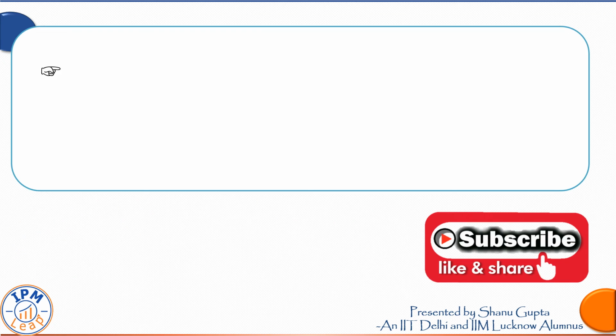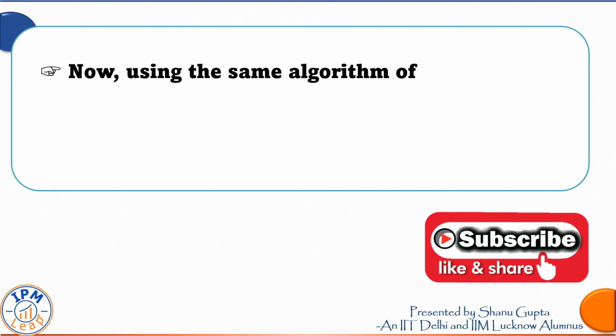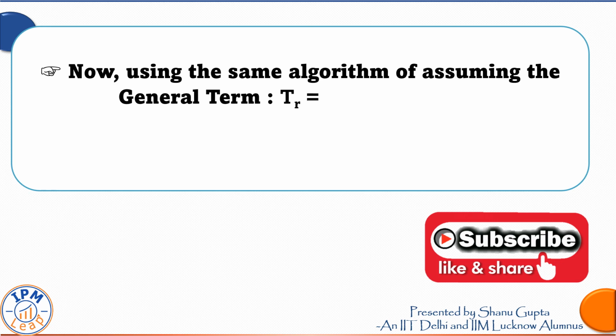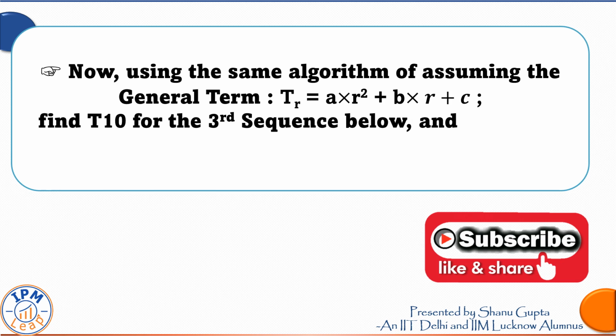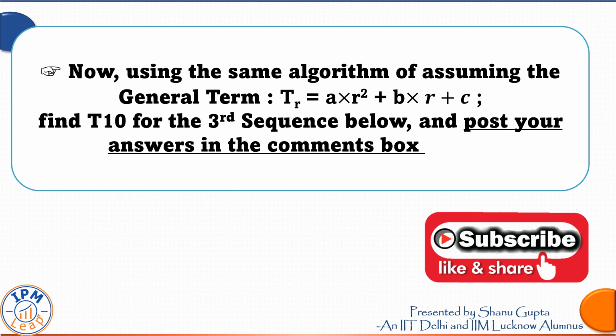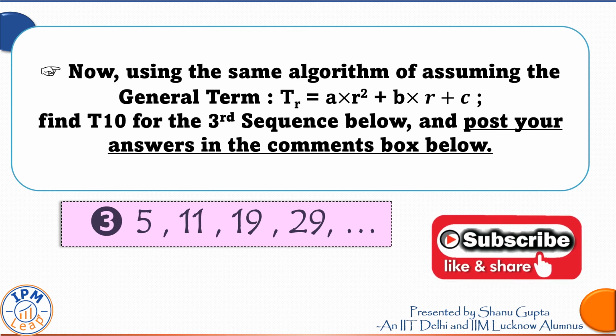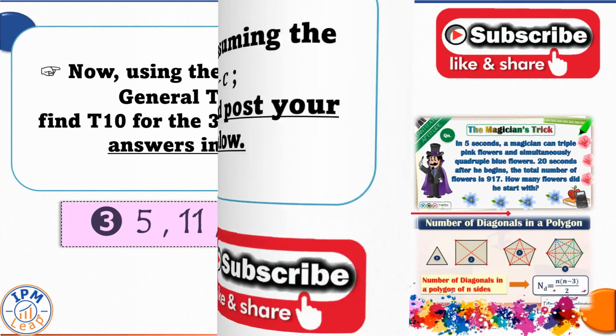Now, using the same algorithm of assuming the general term as TR is equal to a r square plus b r plus c, find the 10th term for the third sequence and post your answers in the comments box of the page below. The given sequence is 5, 11, 19, 29 and so on.